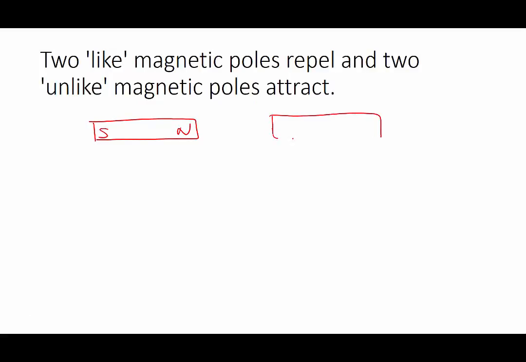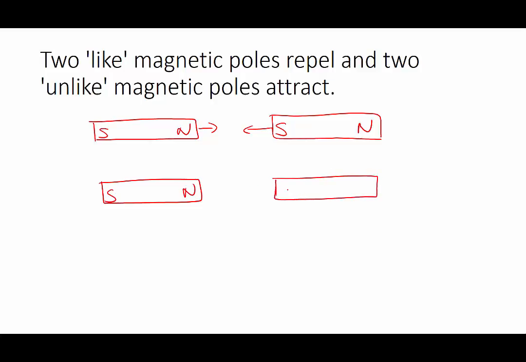Now, when we have a magnet, if we have 2 opposite poles, a north and a south, those poles are going to attract each other. So you can see here, those get pulled together. Whereas if you have 2 similar poles, like a north and a north or a south and a south, those are going to repel from each other and push the 2 magnets apart.